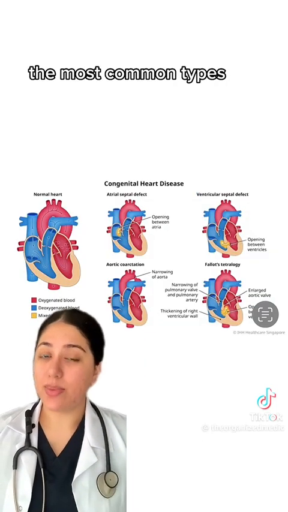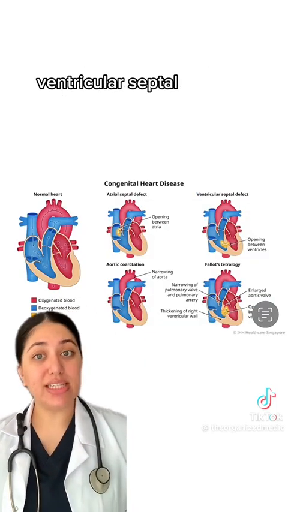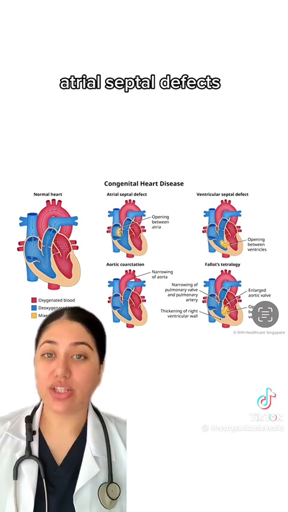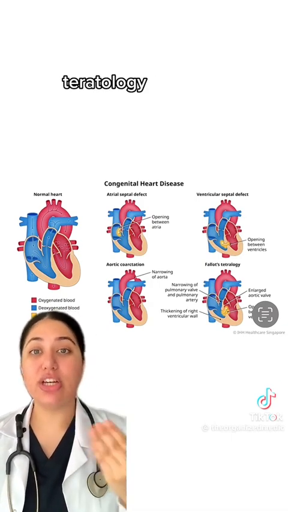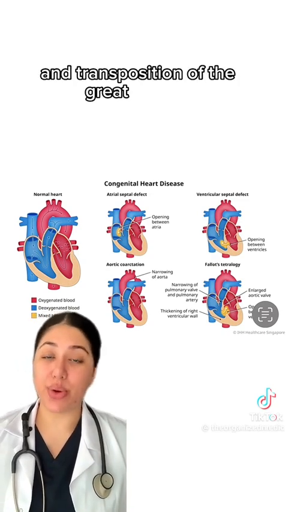The most common types of congenital heart defects are ventricular septal defects, atrial septal defects, coarctation of the aorta, patent ductus arteriosus, tetralogy of Fallot, and transposition of the great arteries.